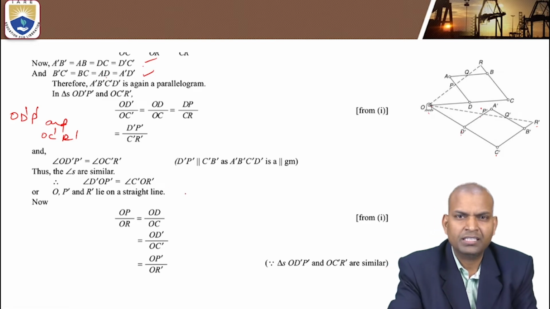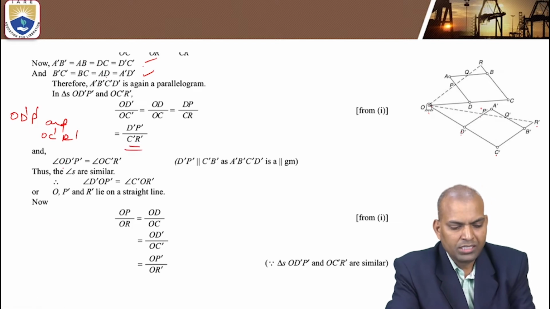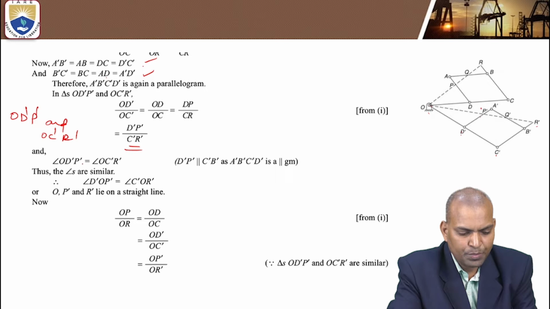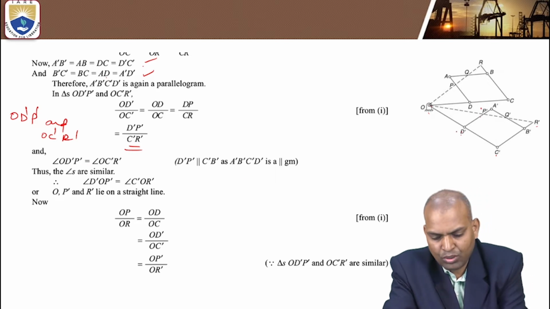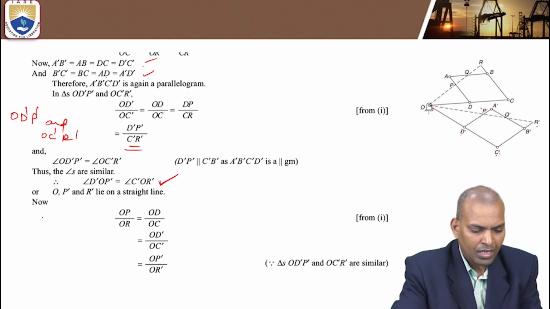Thus we can make it C dash R dash. Now that is T dash P dash by C dash R dash. Now this angle OD dash P dash is equal to angle OC dash R dash. Now these triangles are similar. Yes, the same concept we applied in the initial position is the same as in the second position.